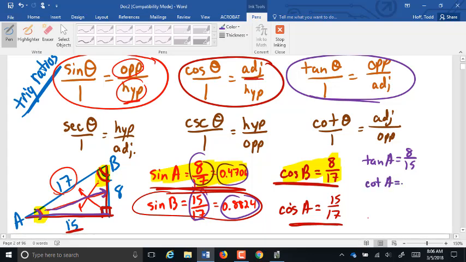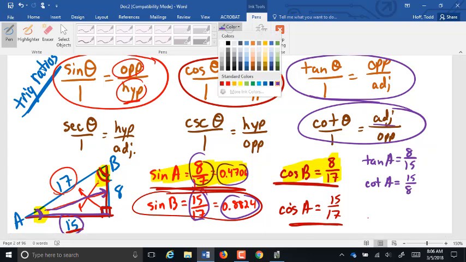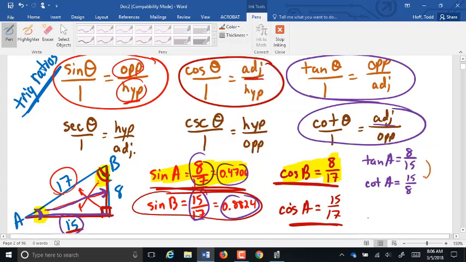What if I wanted to find the cotangent of angle A? Cotangent is adjacent over opposite. So here's angle A, the adjacent side is the 15, and the opposite is the 8. Notice these two are just reciprocals of each other. You flip it over.